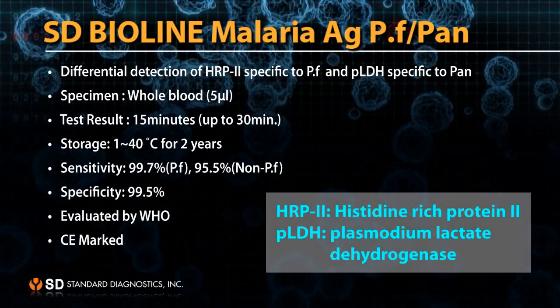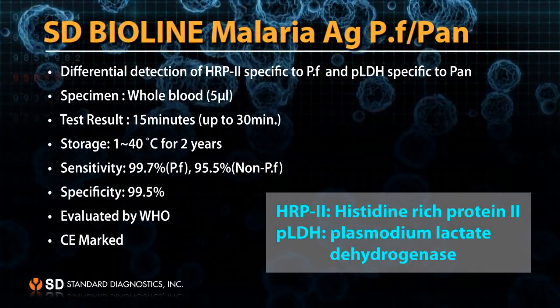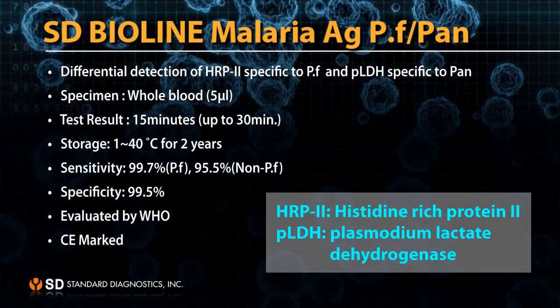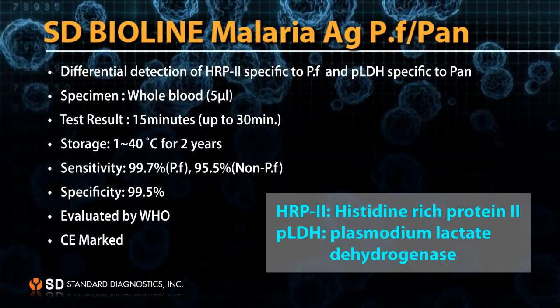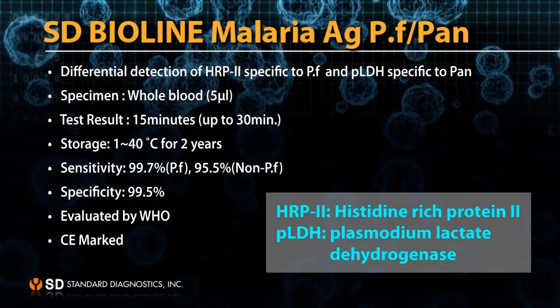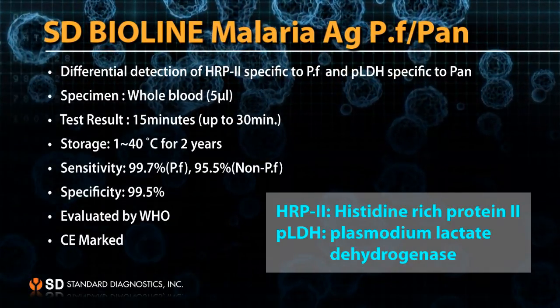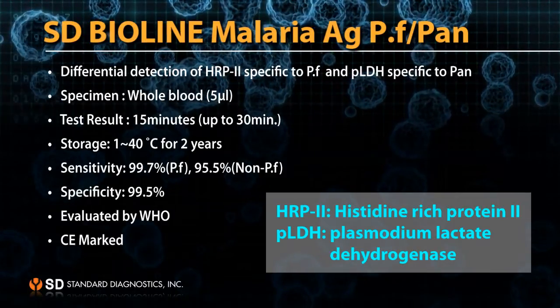HRP-II stands for histidine-rich protein 2. It is a unique protein released by Plasmodium falciparum. Also, pLDH, Plasmodium lactate dehydrogenase, is an enzyme produced by malaria species in common.